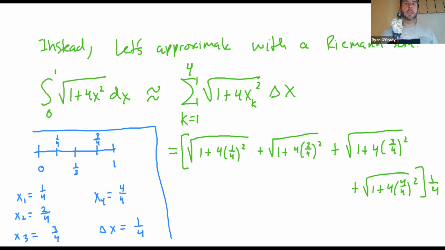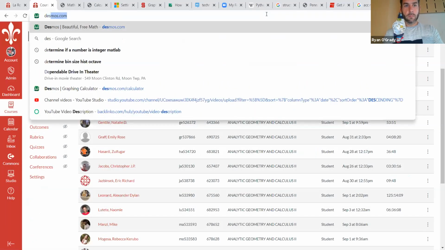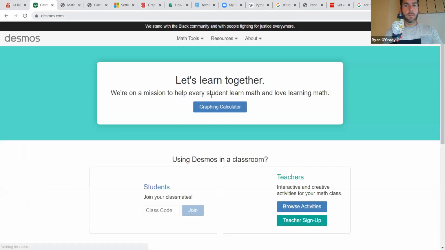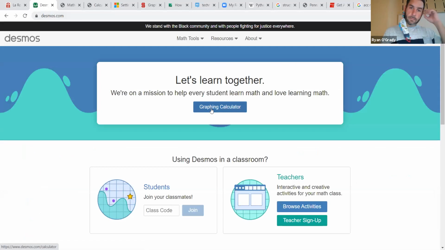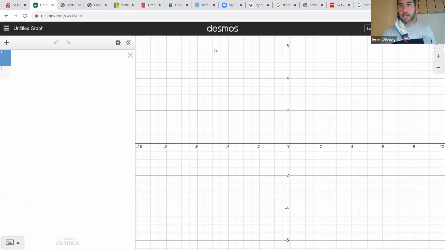Now, there is no reason in the year 2020 to do this by hand. It's very easy. If you want, you can do this in Desmos. So let me show you how to do that. So let me go to Desmos. Is everybody seeing Desmos at home? Okay, all right.